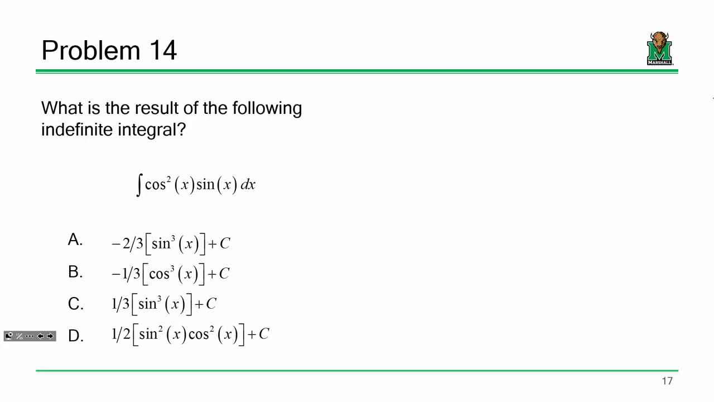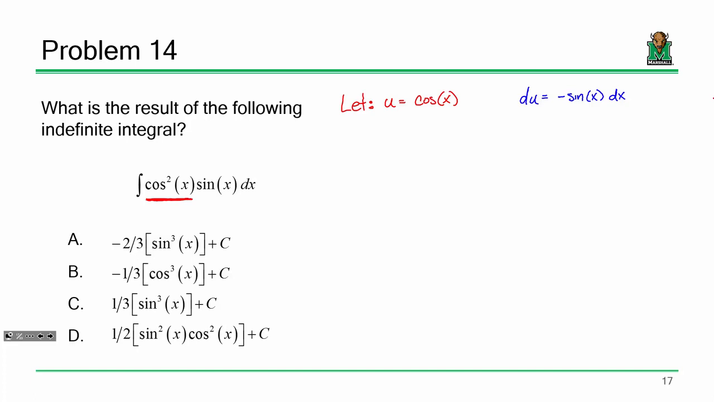I'm going to say, let's let u equal the cosine of x. Now, why am I doing that? What is du for the cosine of x? Well, first off, what's the derivative? Negative sine. So it's going to be negative sine of x dx, right? That little differential element.